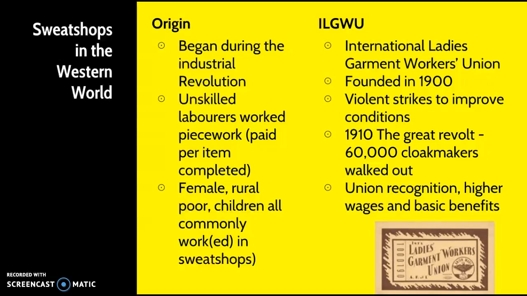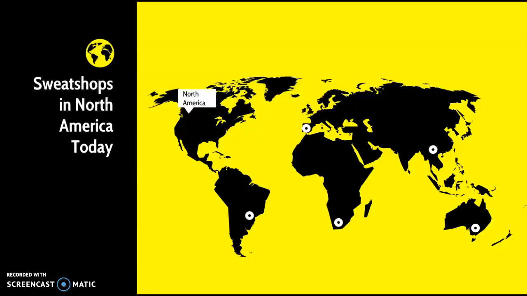One of the unions that came out of sweatshops in the Western world is the ILGWU. It was founded in 1900, and there were violent strikes to improve conditions. In 1910, there was a strike called the Great Revolt, where 60,000 cloak makers walked off the job. That's a lot of people. Out of these violent strikes, there was union recognition, and this union still exists today, and it secured higher wages and basic benefits for workers in these places.